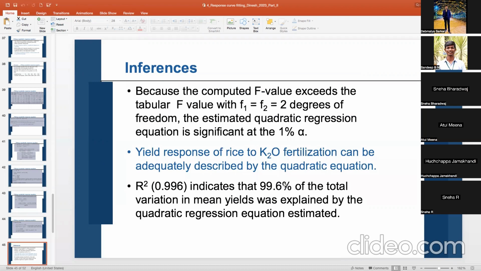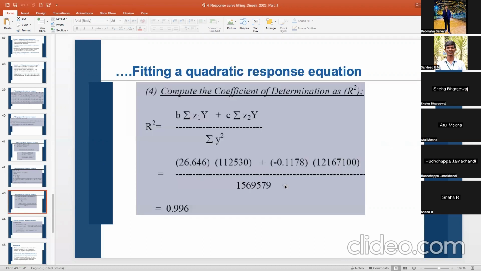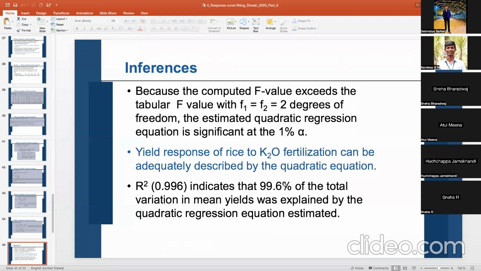Now, you see the explanation. You have also seen the R square is 0.996. You multiply it by 100, you get 99.6. That means 99.6% variability in the data has been explained by the linear function of x and y. So that is the explanation. Because the computed F value exceeds the tabular F value at 2 and 2 degrees of freedom, the estimated quadratic regression equation is significant at 1% level of significance.